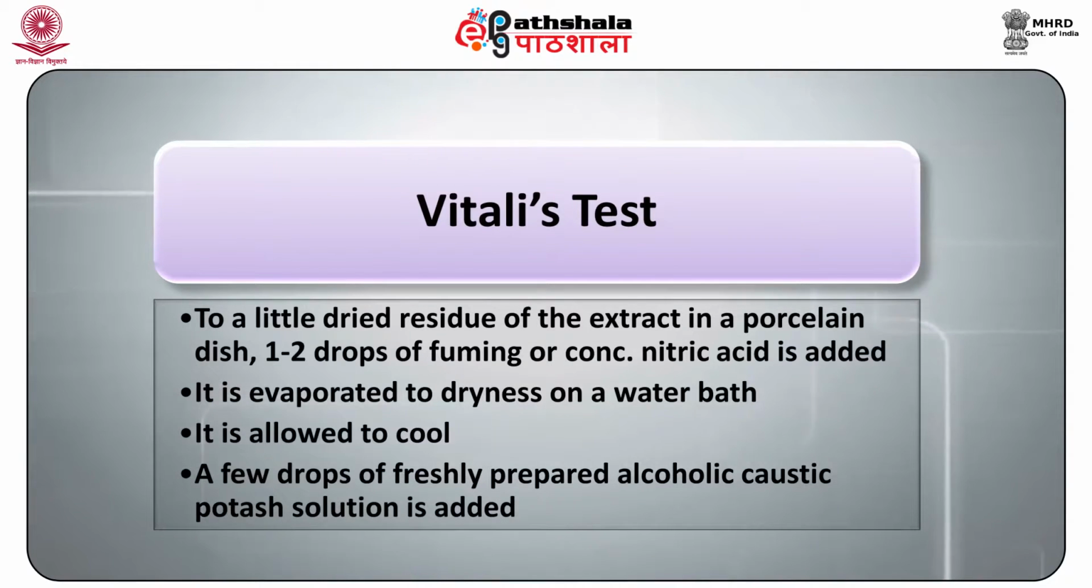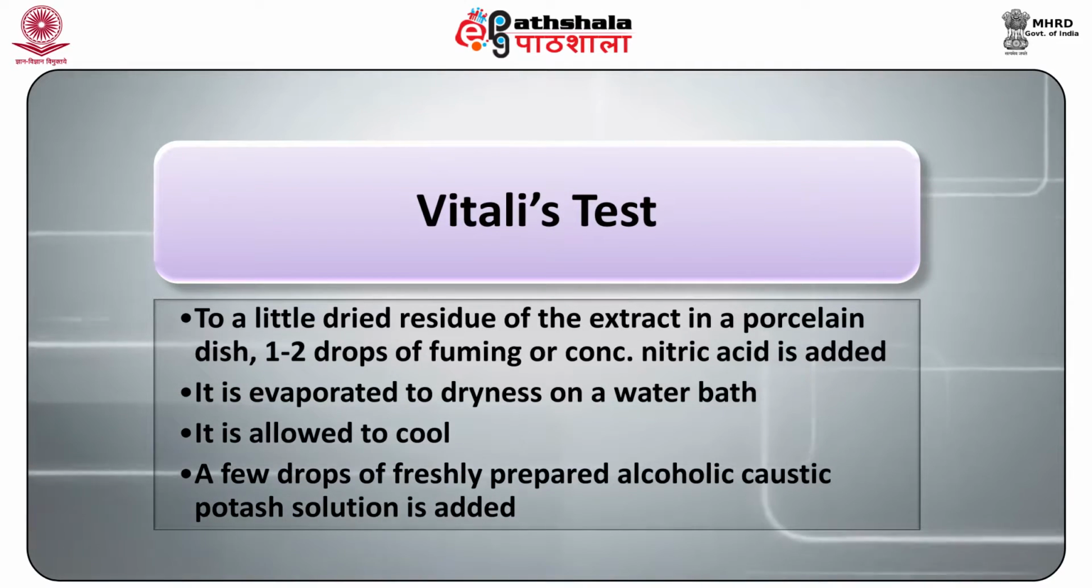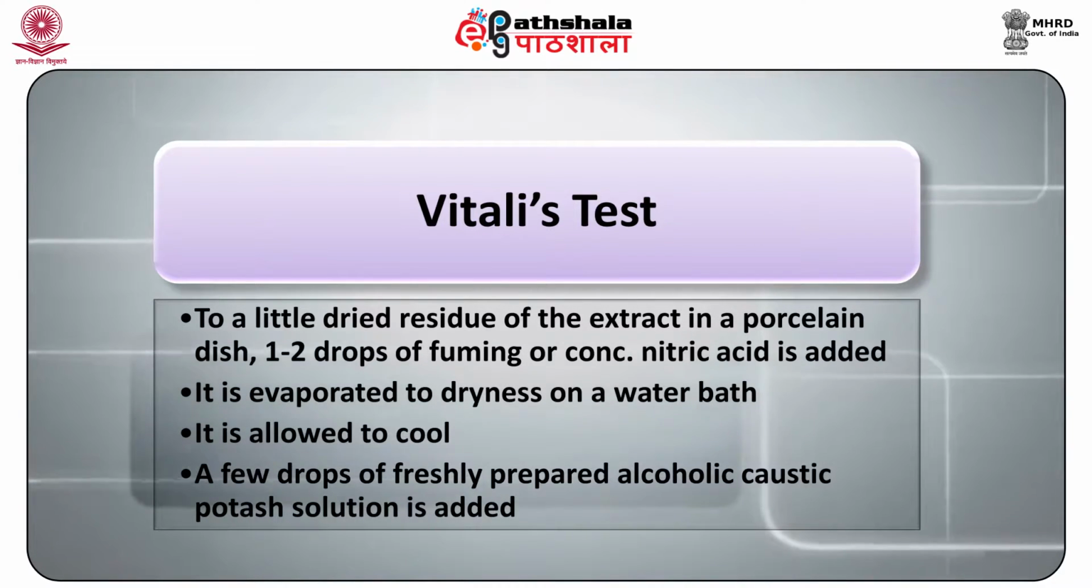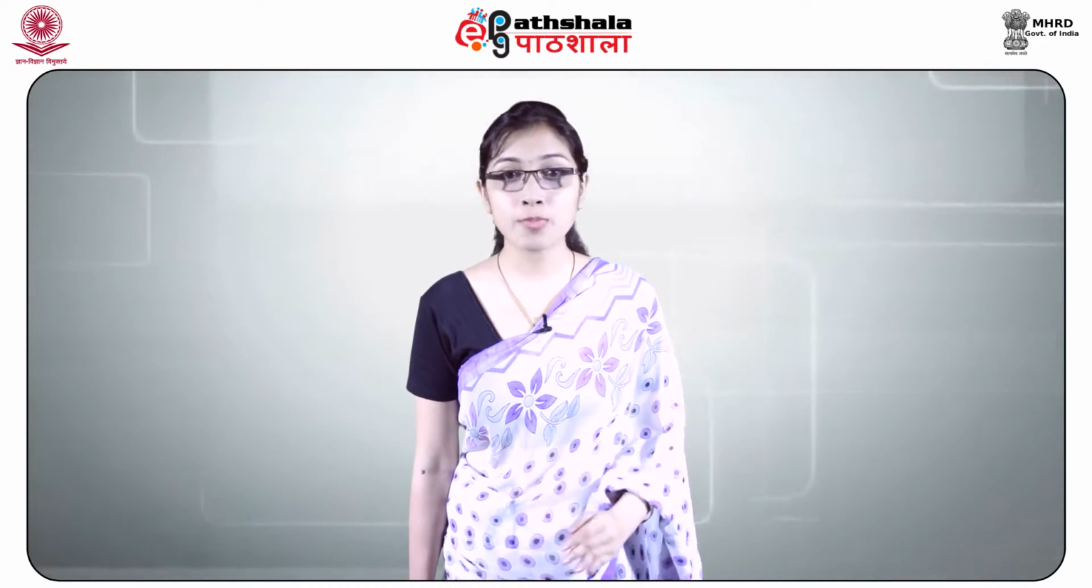Next is Vitali's test. To a little dried residue of the extract in a porcelain dish, 1 to 2 drops of fuming or concentrated nitric acid is added. It is evaporated to dryness on a water bath. It is allowed to cool and a few drops of freshly prepared alcoholic caustic potash solution is added. A fine violet color is produced which changes to orange red or red and then disappears. On adding a few drops of excess alcoholic caustic potash solution, the color reappears.